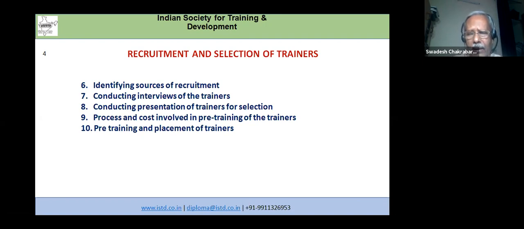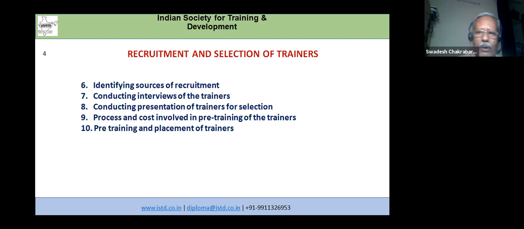And the cost involved in that is also to be seen and should be taken into account, because ultimately that is the deciding factor whether such things will be able to be done or not. And then after this pre-training, the placement of the trainers is made wherever they're most suitable, wherever they're required, they may be placed. So you can see there are a few important things here.